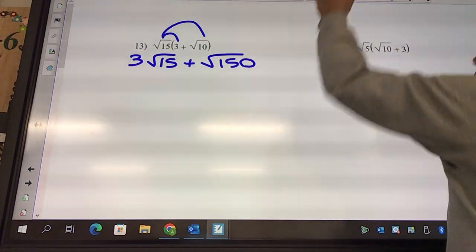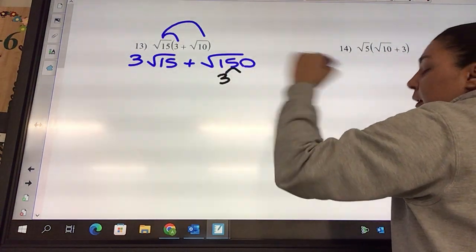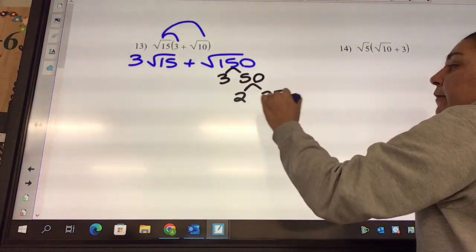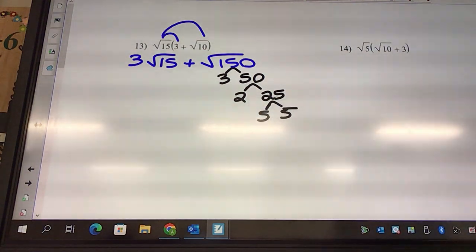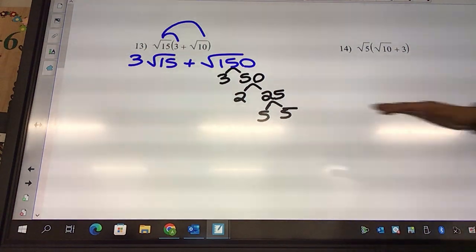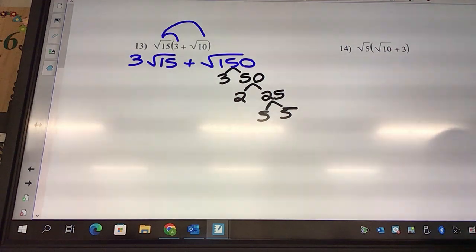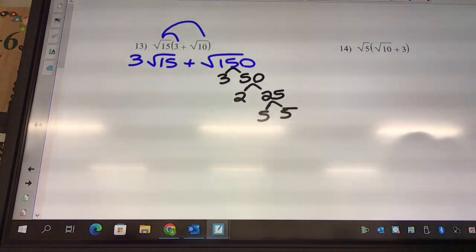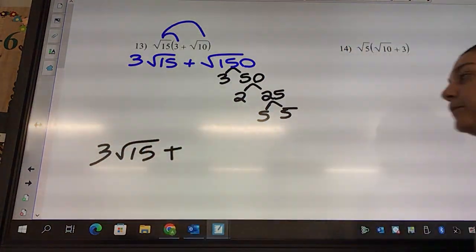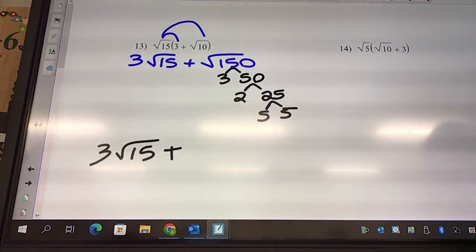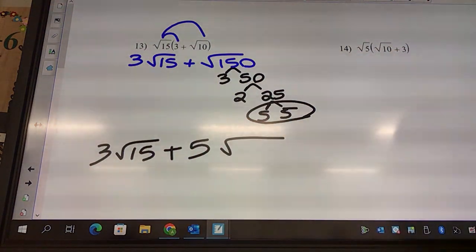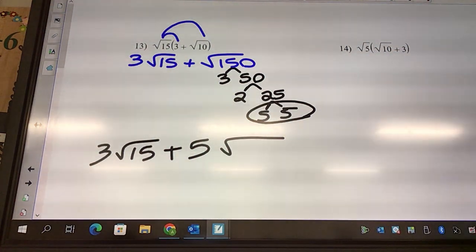Okay, what about the 150? Yes, what are some factors of 150? 3 and what? 3 and 50? Okay. 2 and 25? 5 and 5. Okay, even if you picked maybe 2 and 75, your tree is still going to trickle out the same. You end up going to get 75, 3 and 25, 5 and 5. You're still going to get a 2, a 3, and 2 5s down there. Okay, so it's going to be 3 square root of 15 plus, okay, who can go? 5. And some of you guys, we've been doing this long enough that you should be able to do some of this in your head. So we got 5 square root. Who cannot go? The 2 and the 3. And what do you do with those?